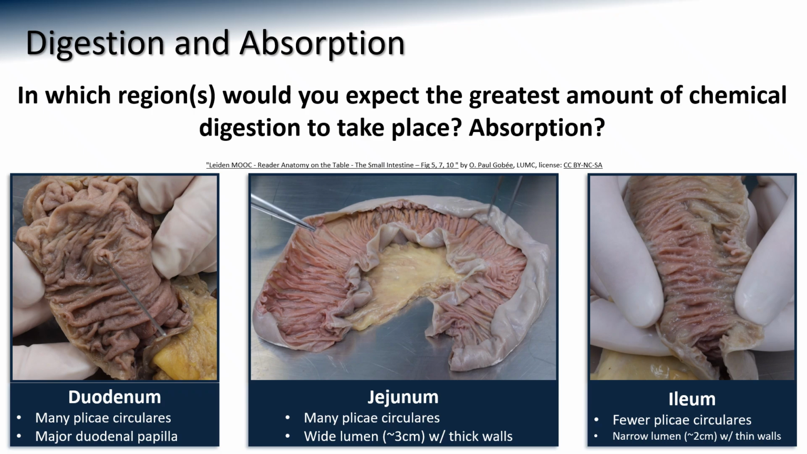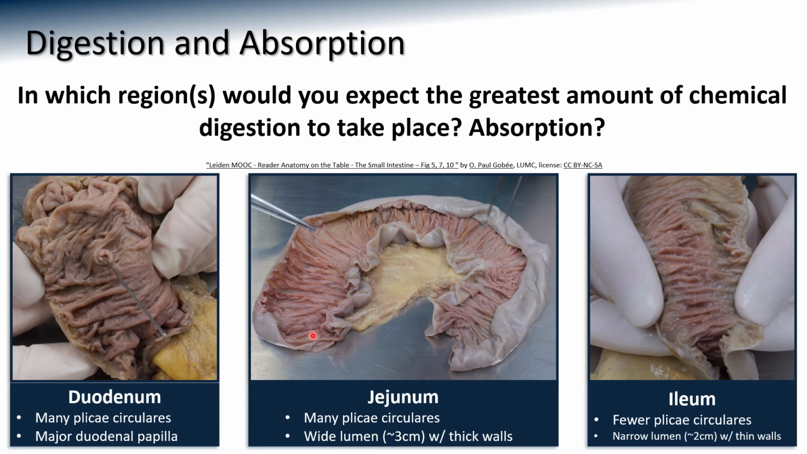Now, instead of doing a regular practice question for this lesson, I want to walk through a two-step question with you. I want you to take a look here at what structures are found predominantly in the different regions of the small intestine, and think about how that might affect some of the digestive processes that take place there. To begin with, in the duodenum, we find many well-developed plica circularis. And we have that major duodenal papilla sitting here as well, where the hepatopancreatic duct enters in.